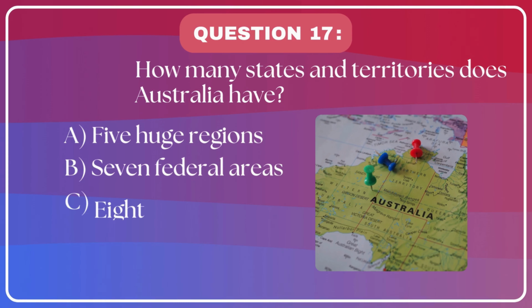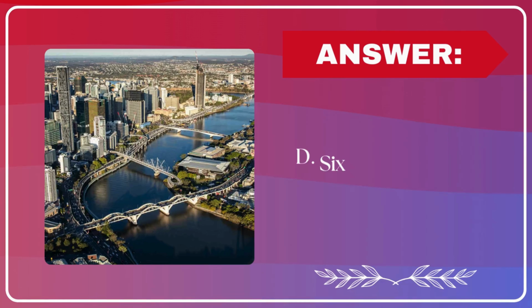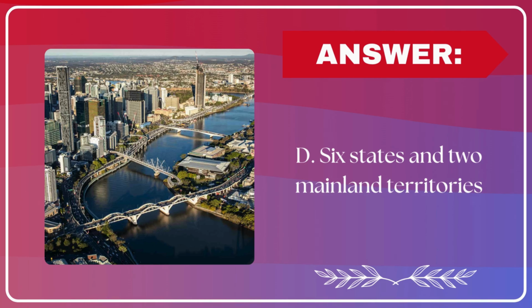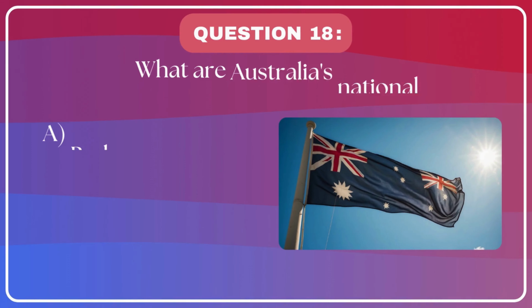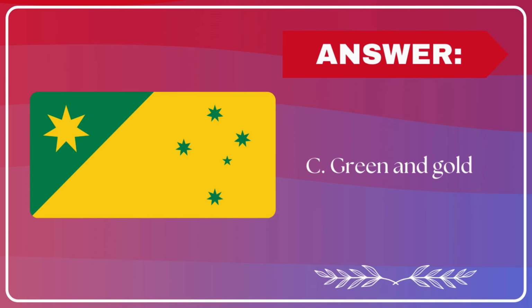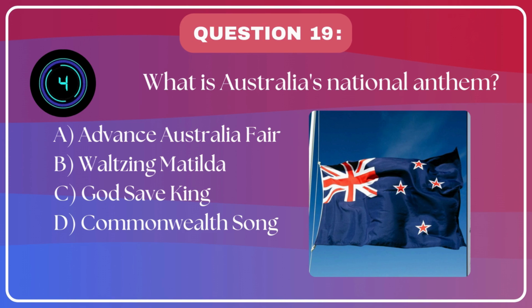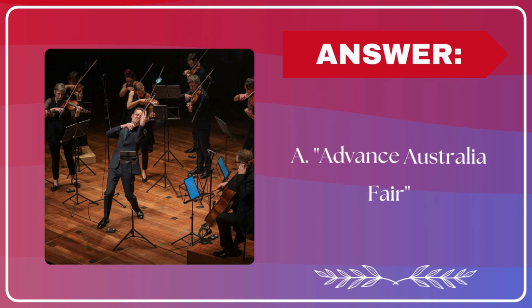How many states and territories does Australia have? Six states and 2 mainland territories. What are Australia's national colours? Green and gold. What is Australia's national anthem? Advance Australia Fair.